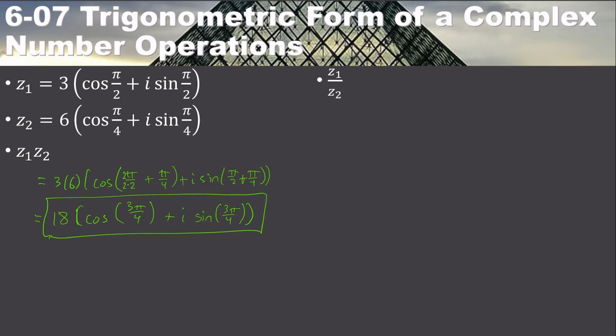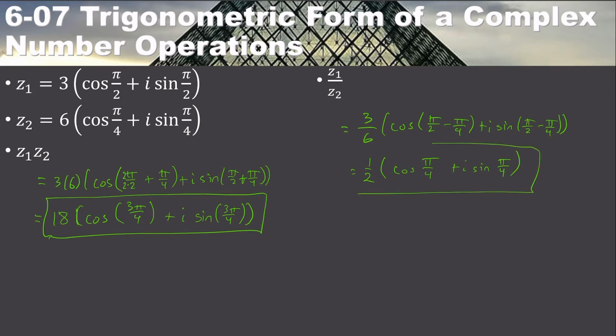How about division? For the division, you divide the r's and you subtract the angles. So that looks like it will be 1/2 cosine of 1 pi over 4. Look at that. Piece of cake.